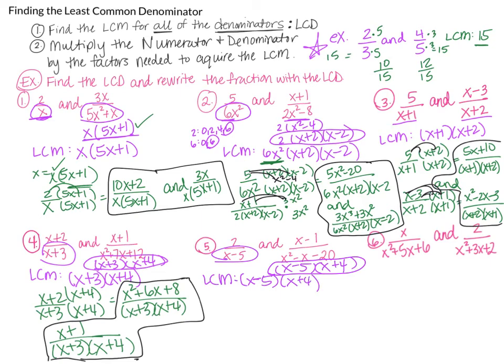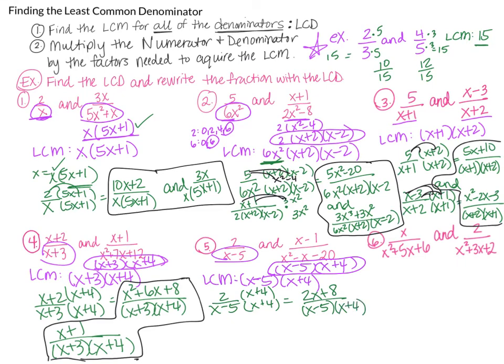Okay, so we're going to now go fix our fractions. I've got 2 over x minus 5. I need an x plus 4 to get to that common denominator. So I'm going to distribute out. I'll have 2x plus 8 over x minus 5 times x plus 4.